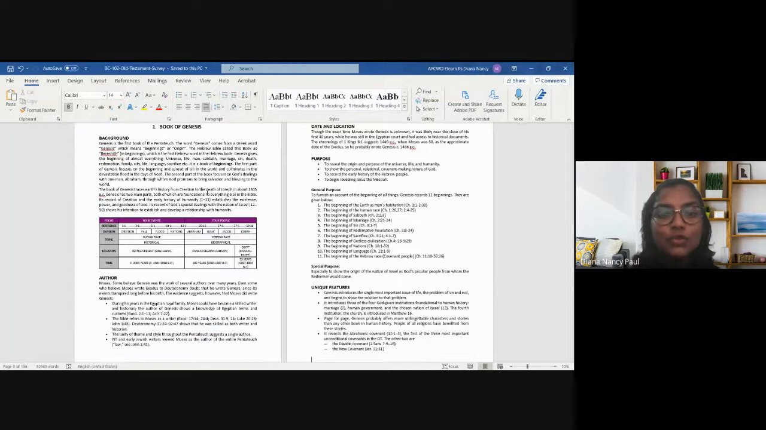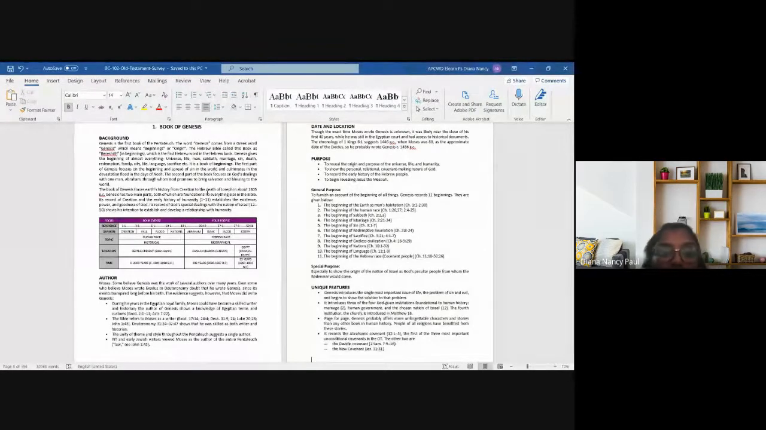And in the last few chapters, from 37 to 50, we see the life of Joseph, the situations and circumstances that he went through, and how God blessed Joseph. The first part, from chapter 1 to 12, talks about the human race, and chapter 12 to chapter 50 talks about the Hebrew race. So with this, we will move on to discuss the author. Moses.